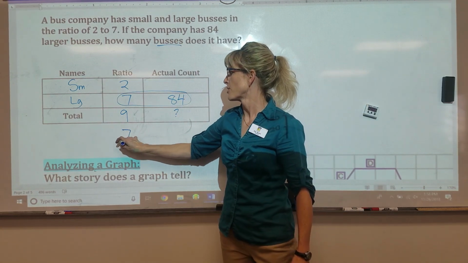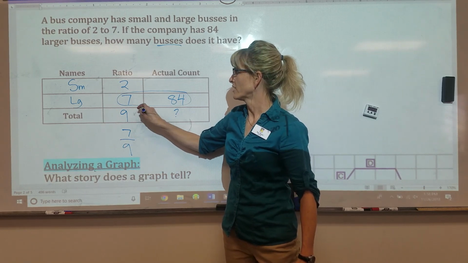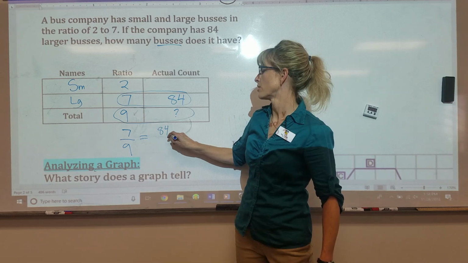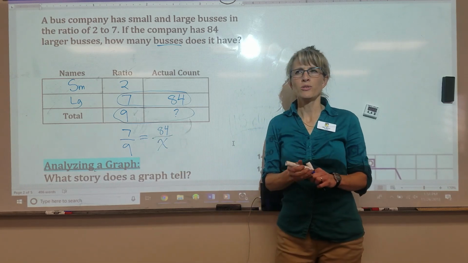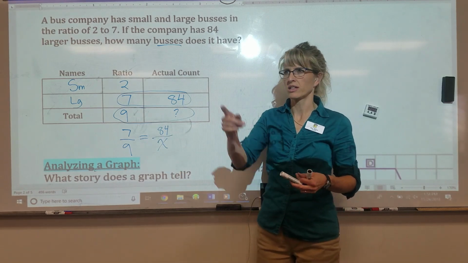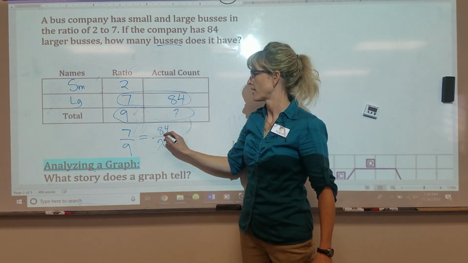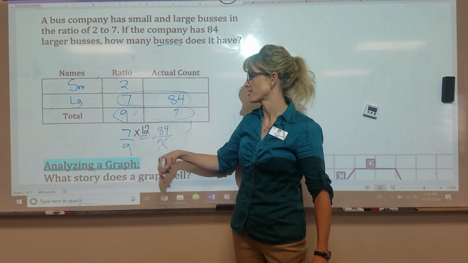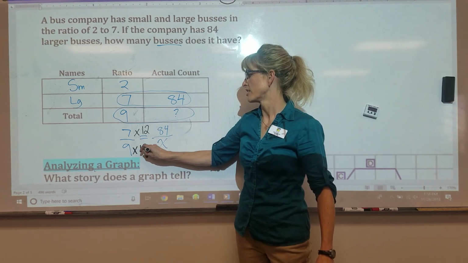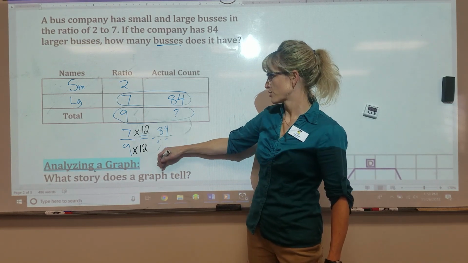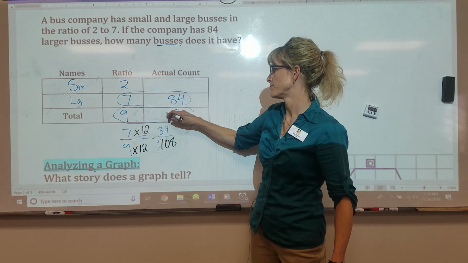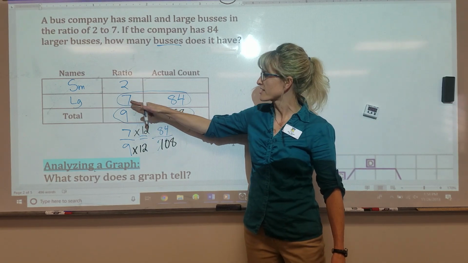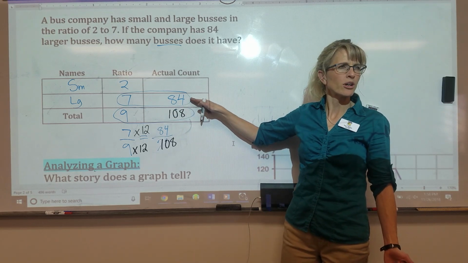I'm going to write a ratio. 7 over 9 equals 84 over what? Can we use a little shortcut here as well, Ethan? 84 divided by 7 is 12. So the multiplier is 12. We can use the same multiplier here, and that would give us 108. That's our missing number, 108. Does it make sense? Is 9 a little bit bigger than 7? 108 is a little bit bigger than 84.